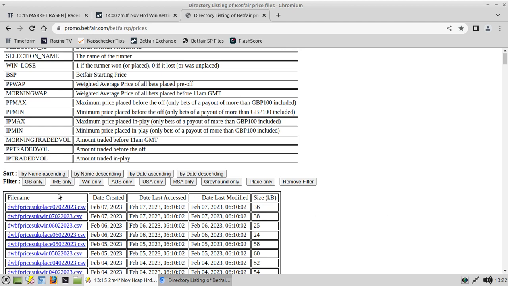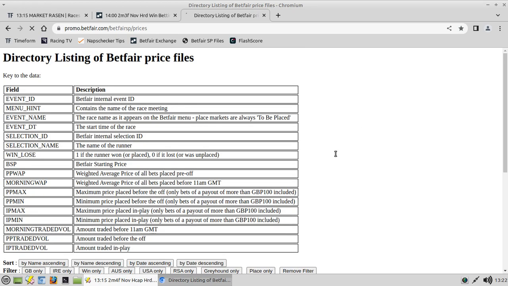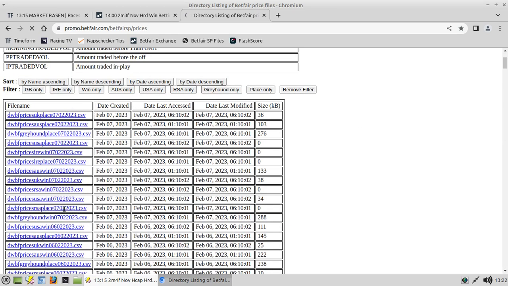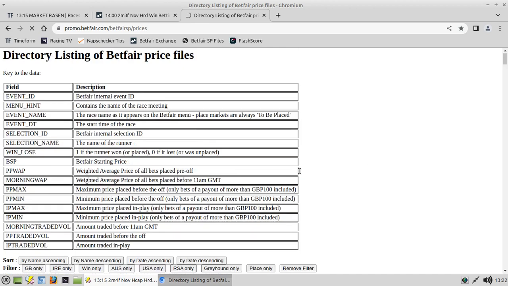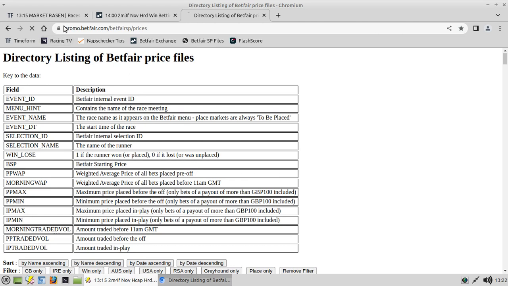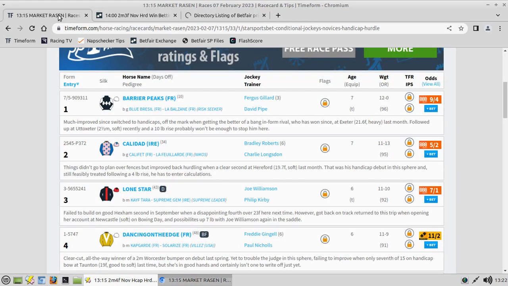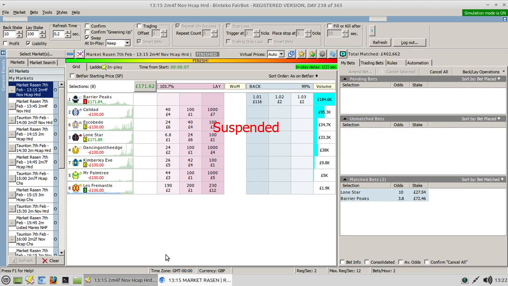And you can obviously filter this list. I currently have it filtered just for GB only. If you remove the filter, you'll see a whole load of things in there. So you can see South Africa win, USA win, and so on. So make use of this stuff at this URL here, promo.betfair.com/betfairsp/prices, and that will allow you to build up your own database. In the meantime, of course, just make use of the facilities at Timeform and or directly on the Betfair site.